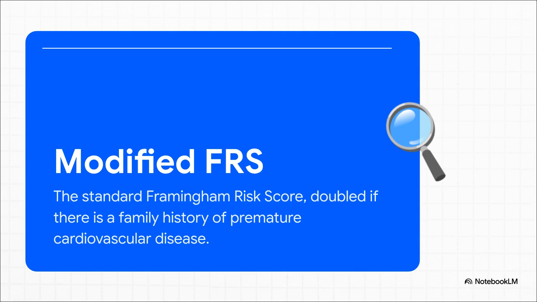Okay, but what about everyone else? For them, we pull out our trusty risk assessment tool, the Modified Framingham Risk Score. Now, it's pretty much the standard FRS you know, but with one really crucial tweak. You have to double the score if the patient has a family history of premature cardiovascular disease. And that little change helps us sort everyone into low, intermediate, or high risk, which, you guessed it, tells us exactly how to approach their treatment.